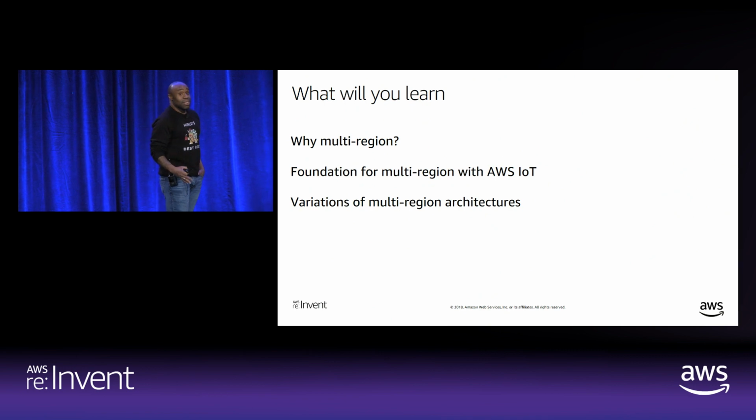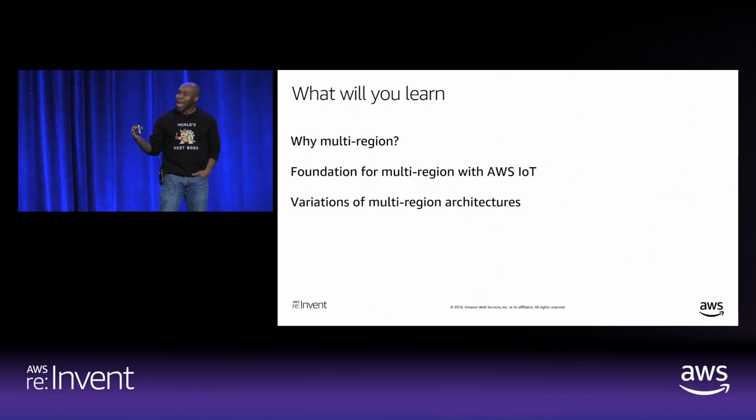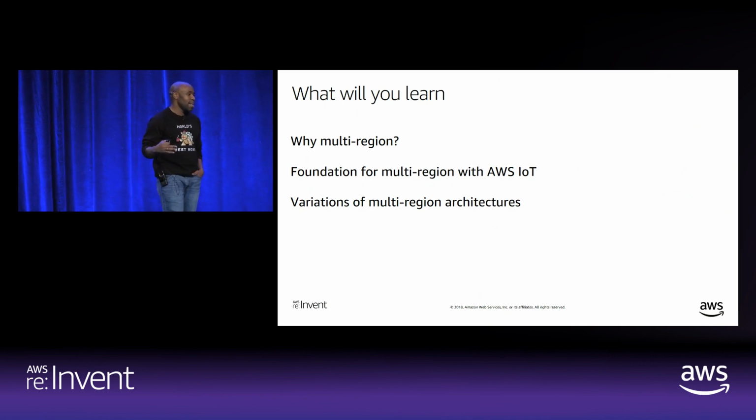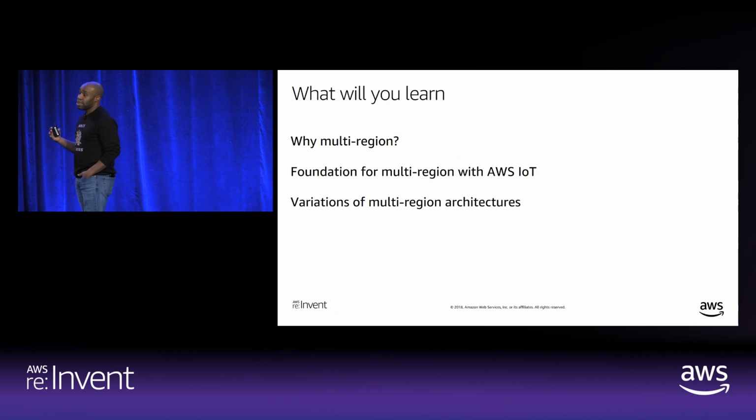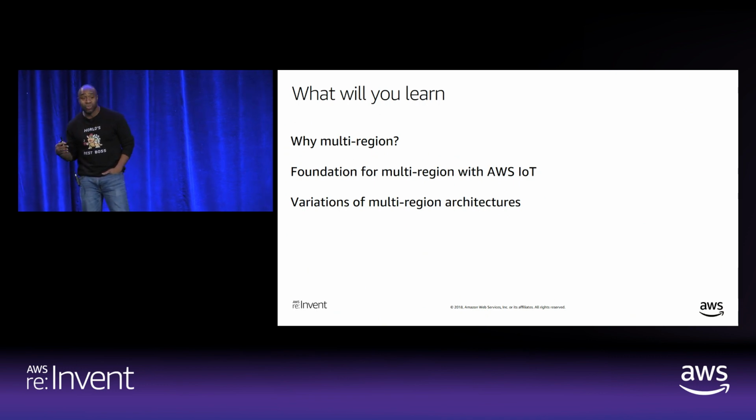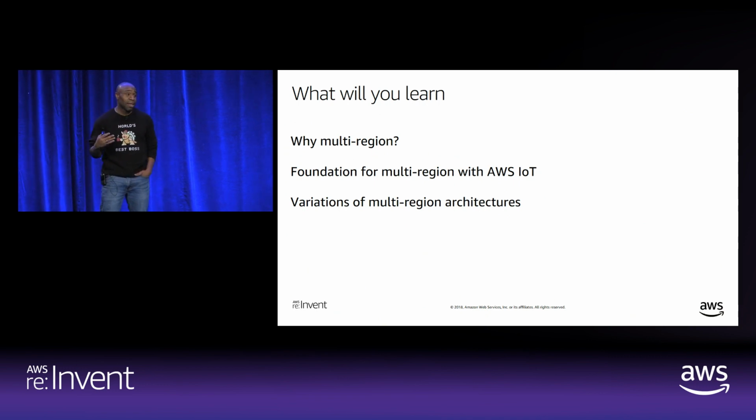So we have a lot to cover in this session today. We tried to pack in as much content as we can in the next 60 minutes. But it's going to boil down to three things. The first thing is really why should you do multi-region for AWS IoT? Why do you think about doing multi-region for your devices? And then the considerations about that.